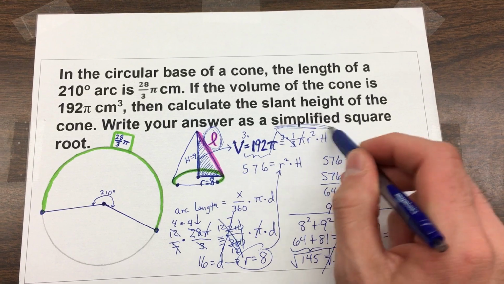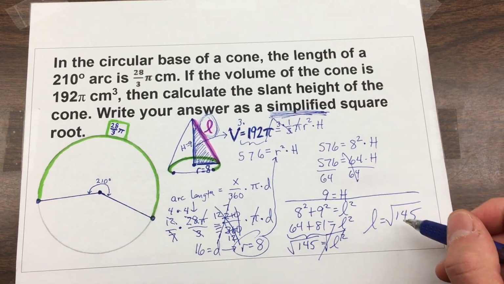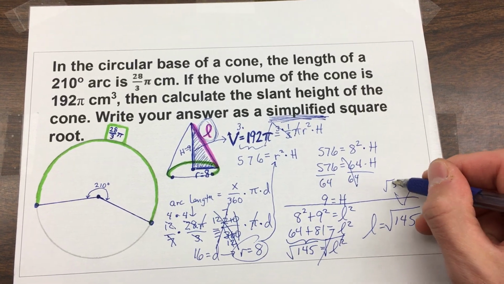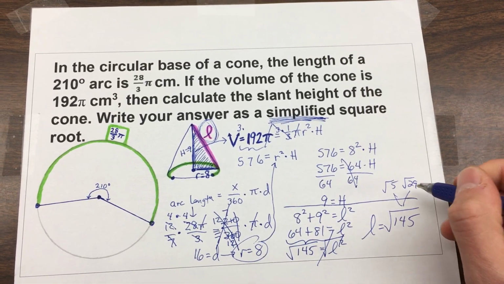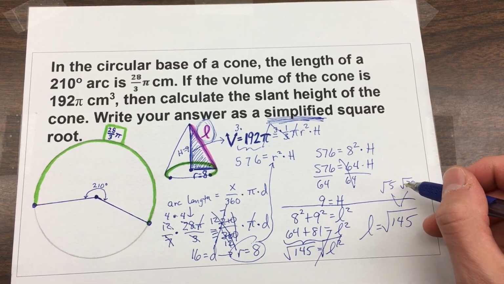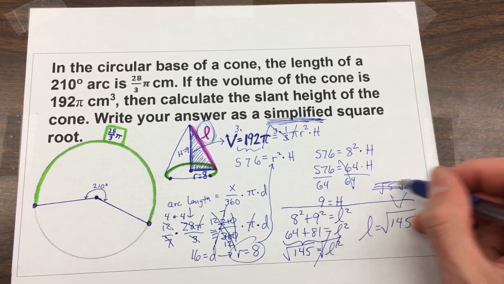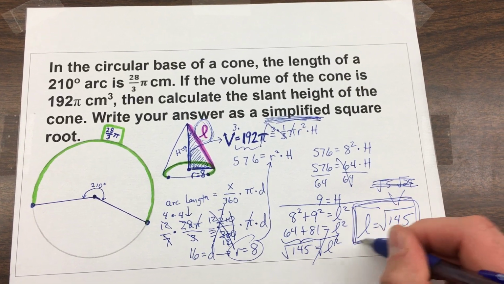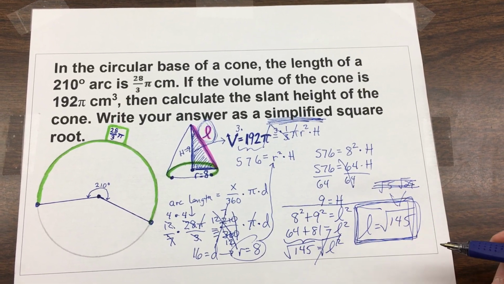Now, is that fully simplified? Well, 5 can go into 145 29 times, but then 5 and 29 are both prime, and they can't be broken down anymore, so the square root of 145 is the final answer.